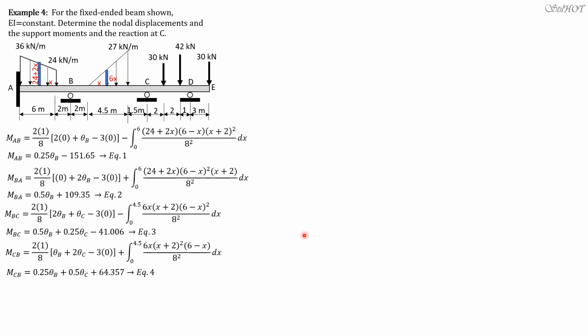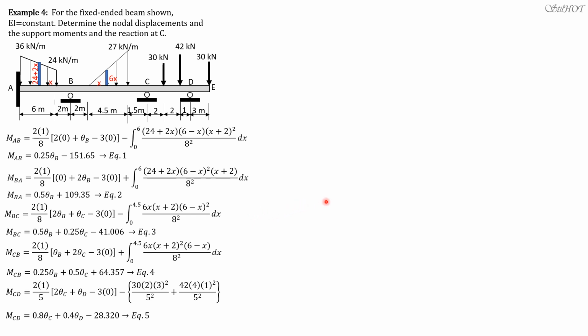So moment CD is equal to 2 times 1 over 5 times quantity 2 theta C plus theta D minus 3 times 0, then minus quantity 30 times 2 times 3 squared over 5 squared plus 42 times 4 times 1 squared over 5 squared. Simplifying, moment CD is equal to 0.8 theta C plus 0.4 theta D minus 28.32, equation 5.